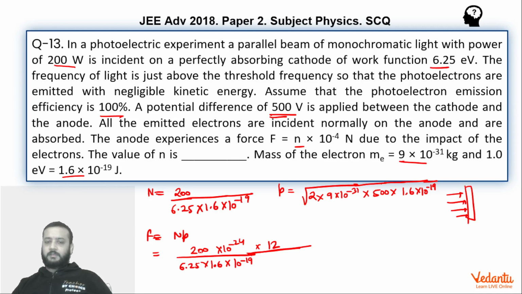Now we can say this is 10 to the minus 19 and this will become 10 to the power minus 5. Okay. Then this 12 into 10 to the 24 into 10 to the power minus 3 will become, okay, divided by this is 6.25 into 1.6. Okay, 6.25 into 1.6.